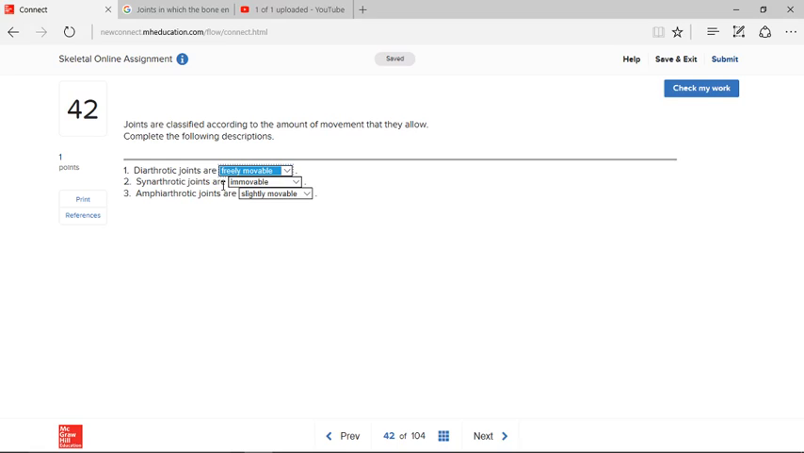And amphiarthrotic joints are slightly movable. Those are going to be the cartilaginous, the hyaline ones. Those are slightly movable.